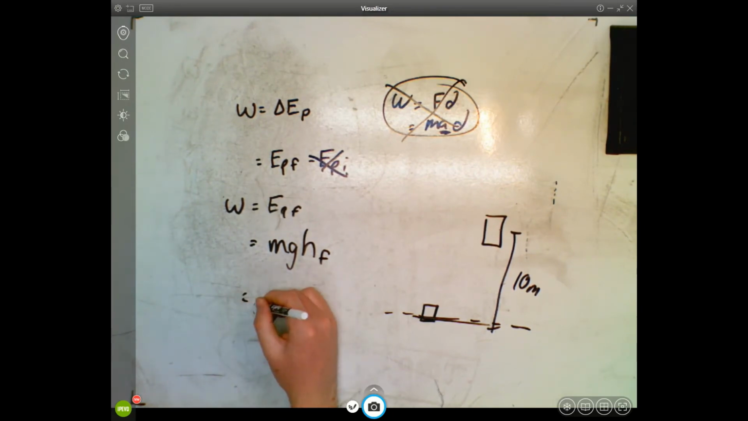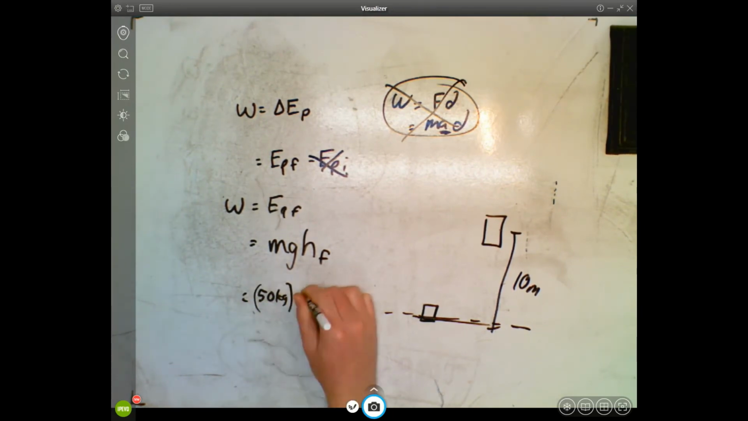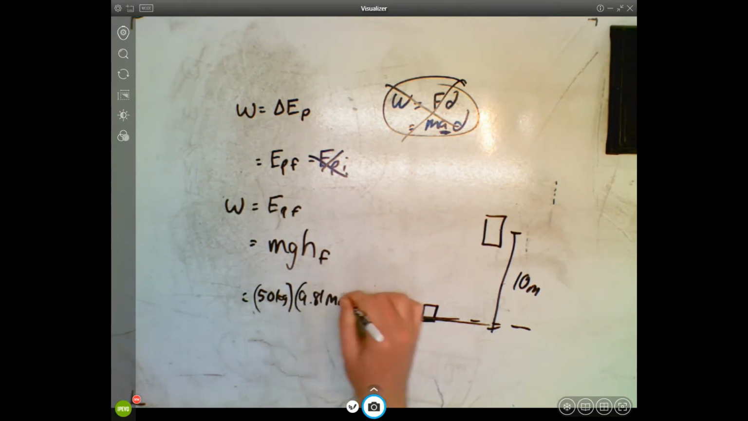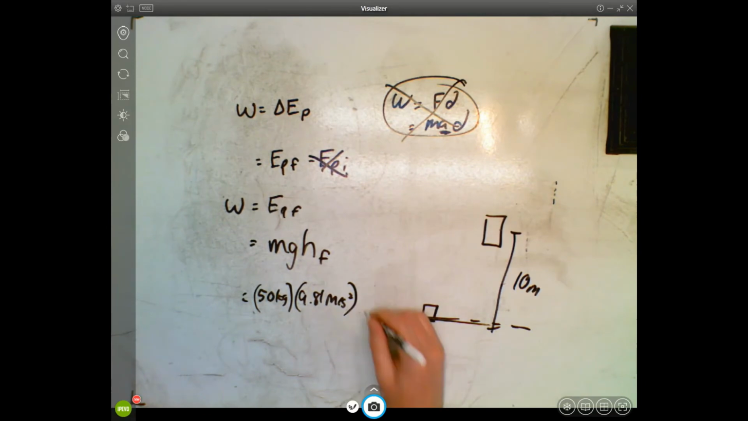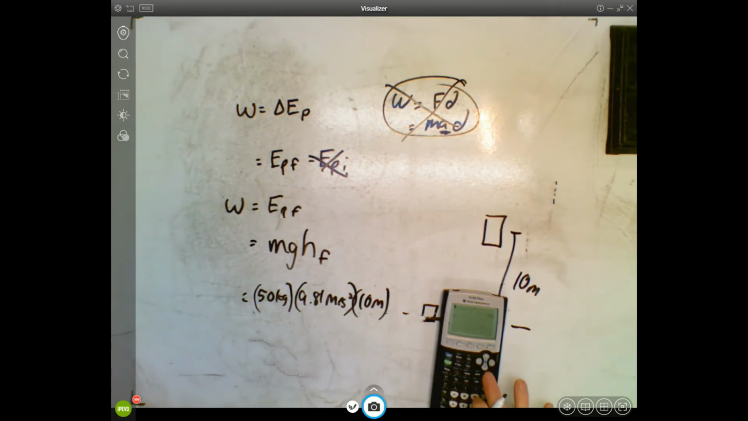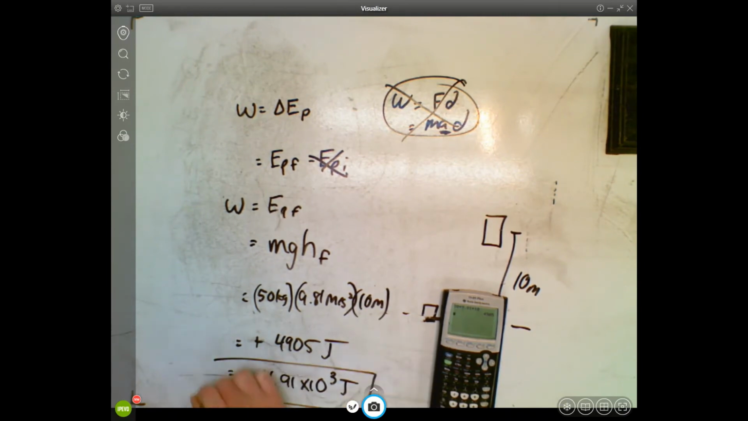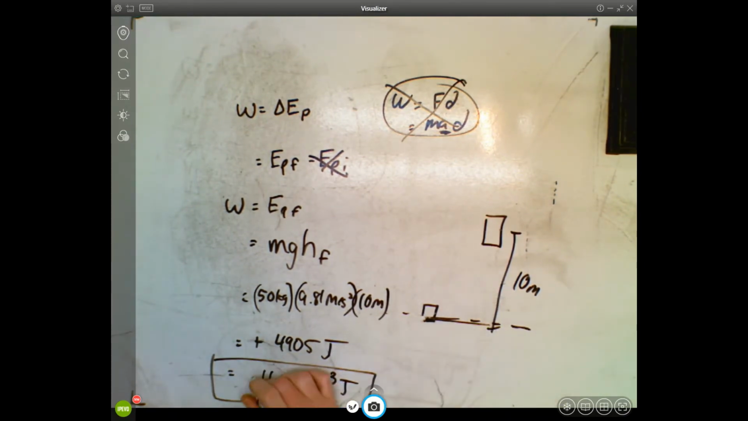So our box is 50 kilograms, our g is 9.81 meters per second squared, and our final height is 10 meters above our reference point. We plug all of this in: 50 times 9.81 times 10. We get a positive answer because we're adding energy, we're lifting it up. 4905 joules. We've got 3 sig digs in the question, so I should go 4.91 times 10 to the 3 joules. Sometimes it wants a positive, sometimes it doesn't, like in a multiple choice question situation. It doesn't really matter that much.